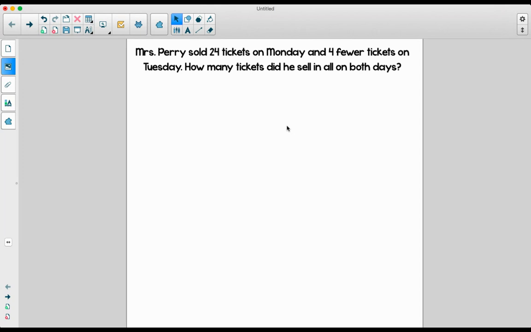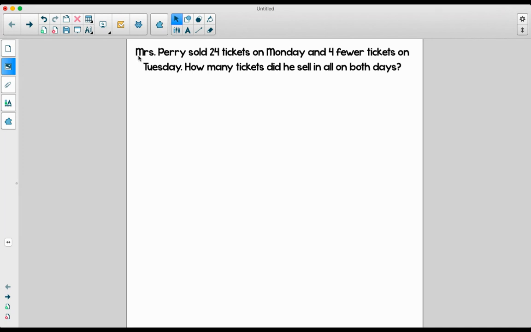So it said this week Mrs. Perry sold 24 tickets on Monday and 4 fewer tickets on Tuesday. How many tickets did she sell in all on both days? So the first thing we want to do is look at the problem and really see what it's telling us.